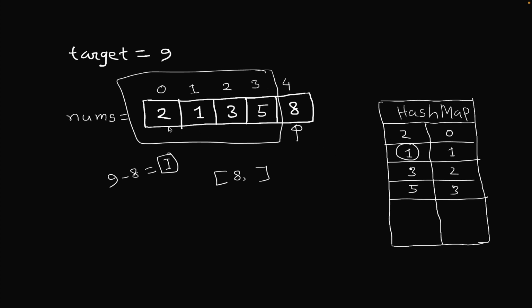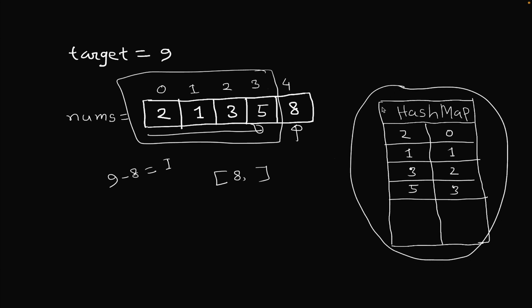We don't have to scan this subarray from index 0 to index 3. We know that we can check in our hash map whether an element exists or not in constant time. We see 1 exists, so we found a pair that adds to the target 9.